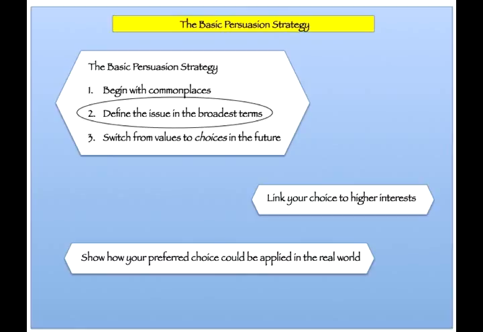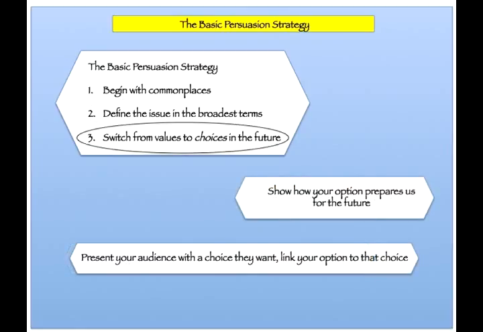The process of defining the issue in the broadest terms helps us link our proposal to what is important at a higher level than our own interest. Our proposal has to meet this requirement. If we can't link what we want to the greater good, we have to rethink our proposal. The last step of the basic persuasion strategy is switch from values to choices in the future.